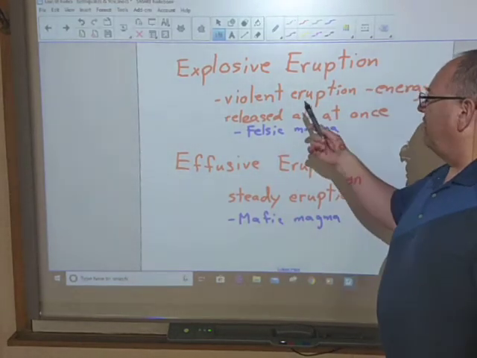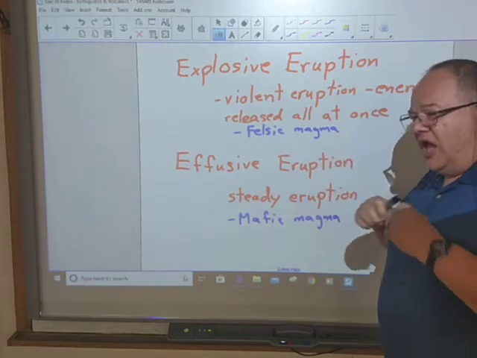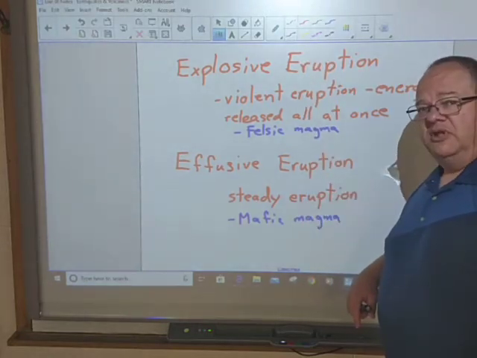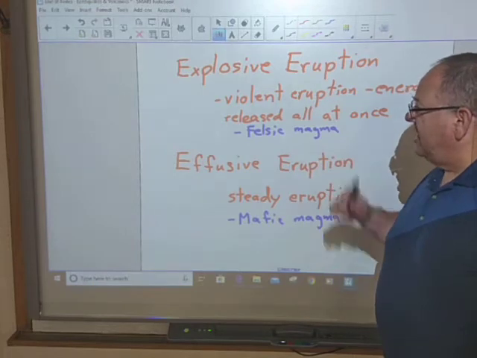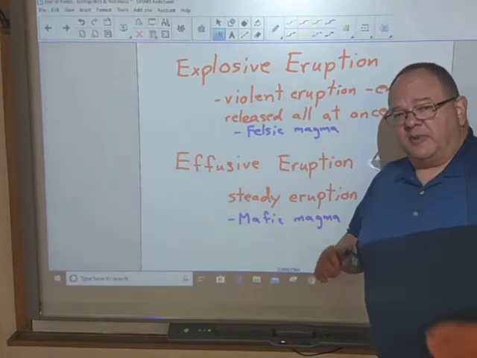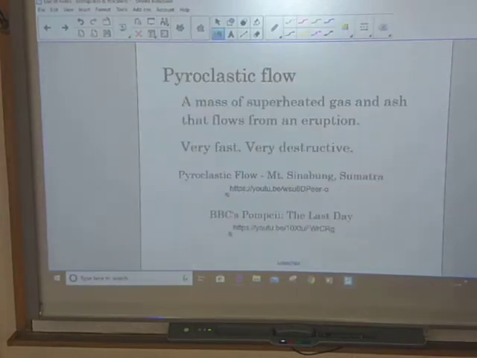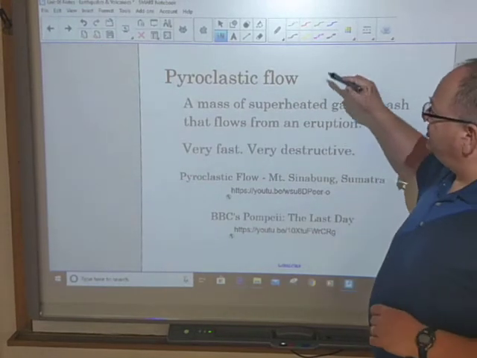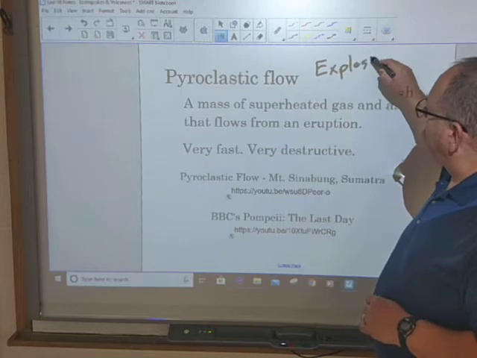Explosive eruptions are very violent. The energy can be released all at once and throws this hot matter out, and if you are within the fallout zone, you're going to have some trouble. And that's a result of the felsic magma being very viscous. So another phenomenon happens, and this is associated with the explosive eruptions.